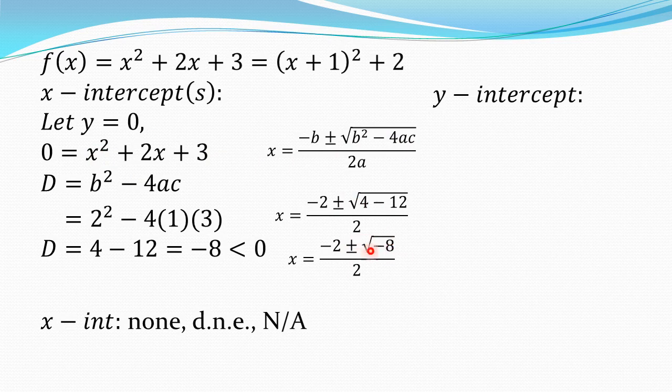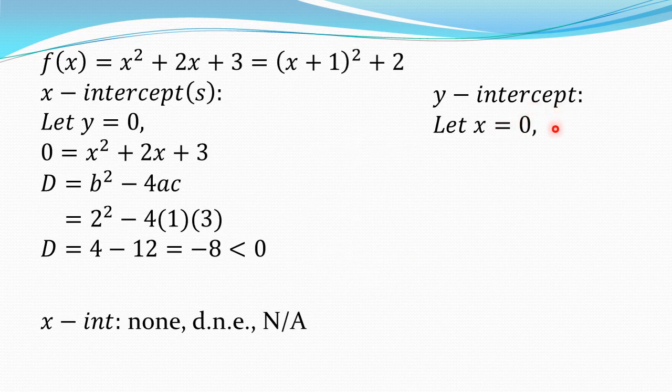So obviously it's the square root of a negative number. It's true that it's going to be an imaginary number, whatever this value is. But we don't really have to calculate that because it's an imaginary number. Okay, how about the y-intercept?